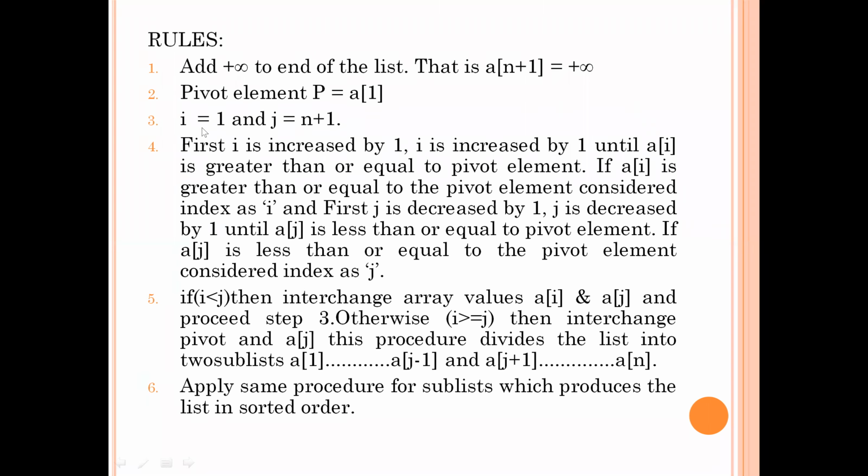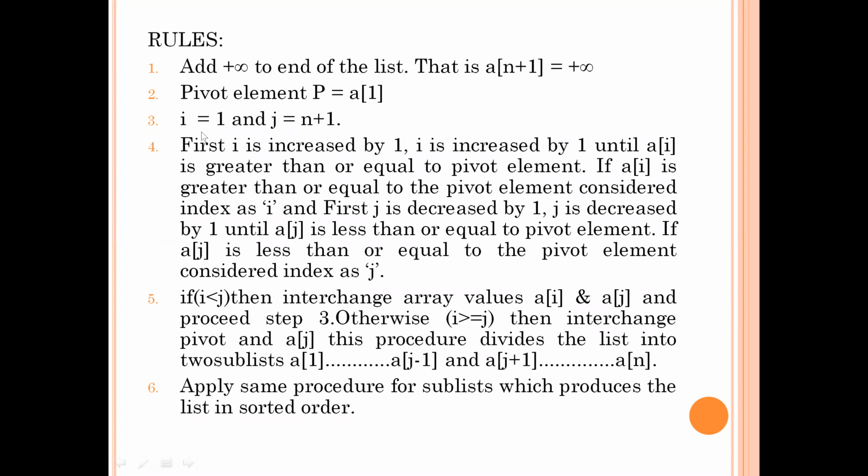And next you will assign the indexes after the pivot and the last index. So that means you have to compare the elements after the pivot and before the n+1th element. So that's why you are giving i is equal to 1 and j is equal to n+1. From now onwards, you will give a loop for i and a loop for j.